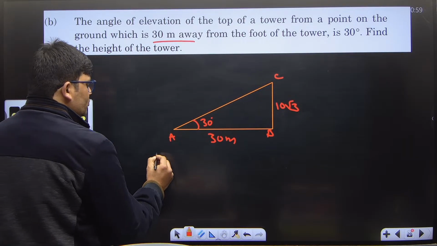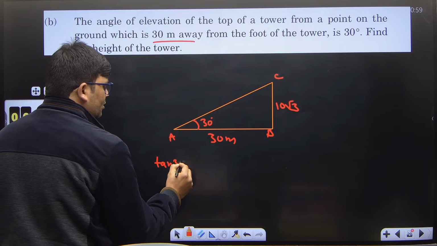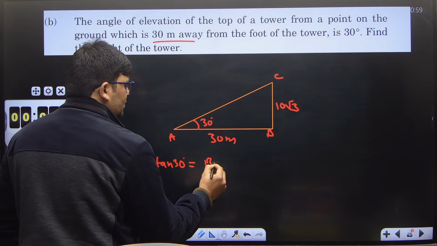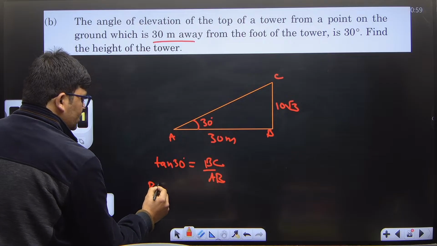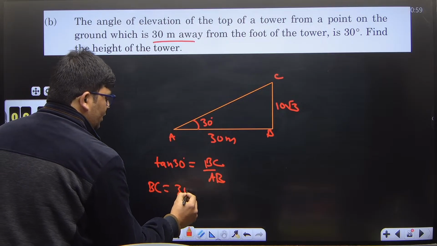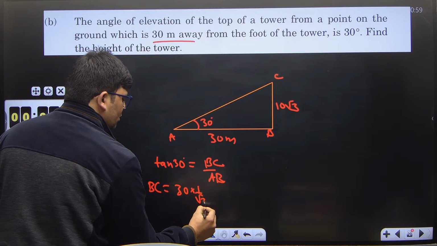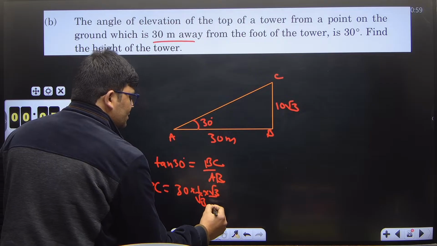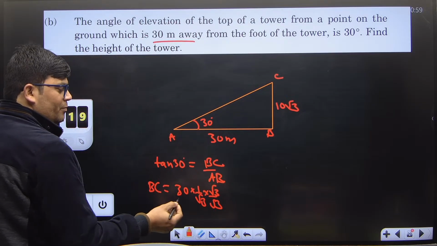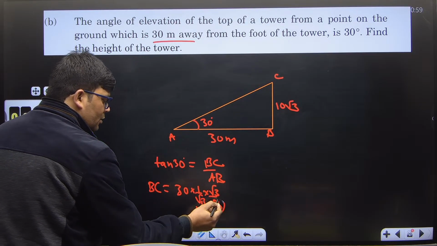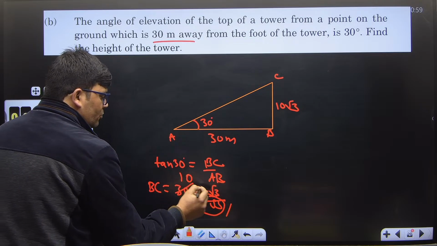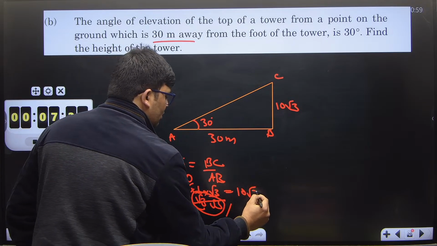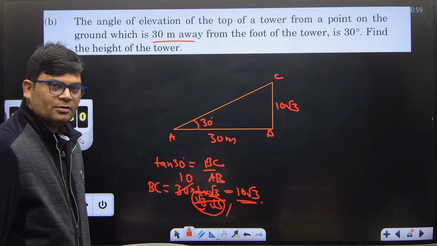So Anjana, you can use this formula. Tan 30 degree is equal to BC upon AB. So BC is going to be AB is 30, tan 30 is 1 by root 3. So you can't put the answer with the irrational denominator. So you have to multiply by root 3 times root 3. So this will become 3. So answer is going to be 10 root 3. Yes, sir. Got it.